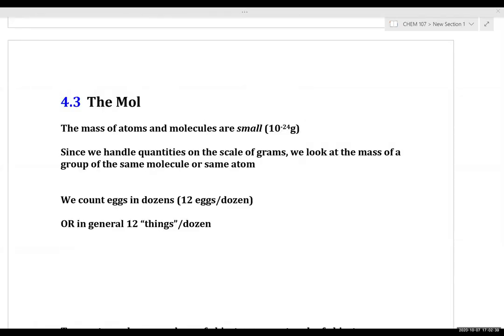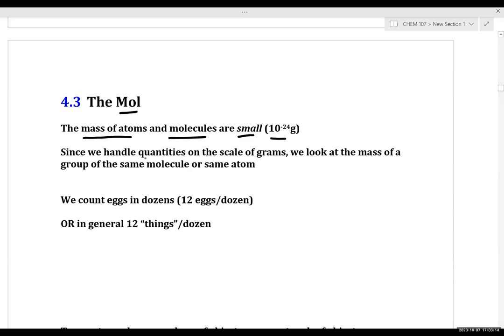So in this next section, we left off talking about molar mass and calculating the molar mass for different molecular species. Now we're going to talk a little bit about a central unit that is utilized in chemistry to talk about groups of atoms or molecules known as the mole. Now, we know from our previous experience that the mass of atoms and molecules are small, on the order of 10 to the negative 24th grams.